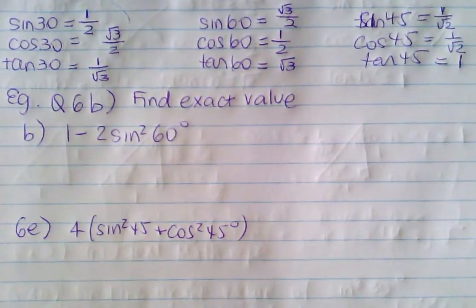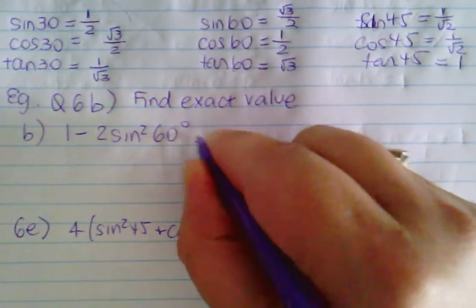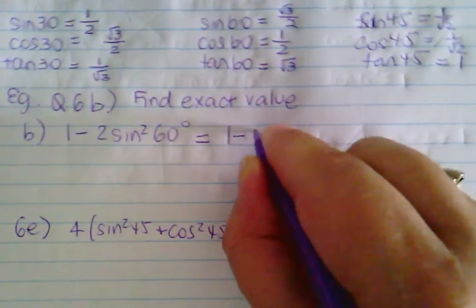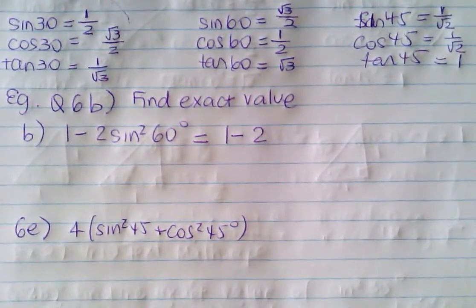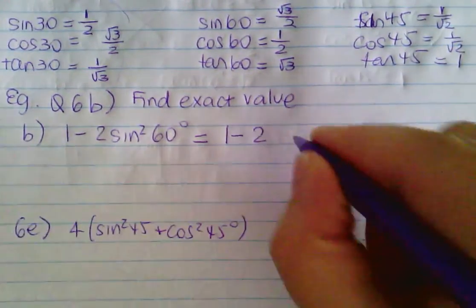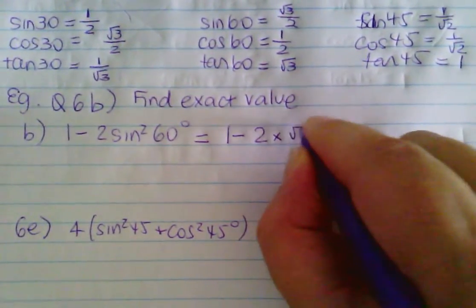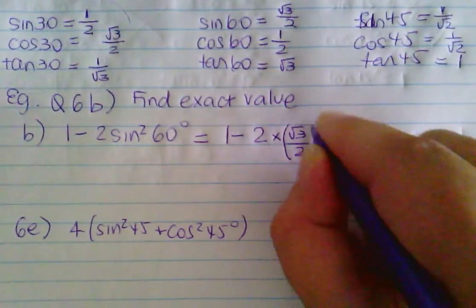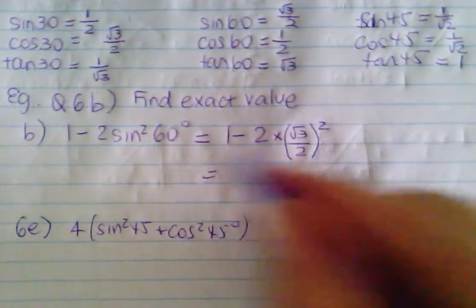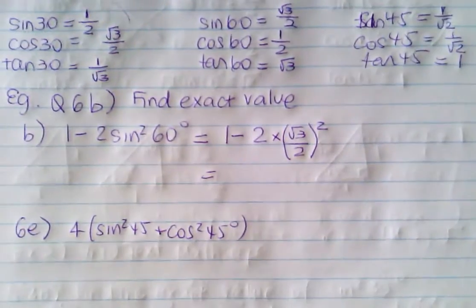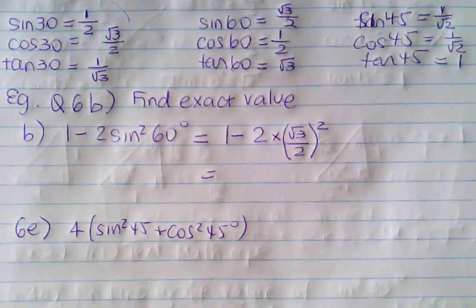Question 6b, find the exact value of. Now, this is 1 minus 2 sine squared 60. Sine squared 60 means sine 60 times sine 60. Now, what's sine 60? It's root 3 on 2, and I square that. Okay, so what do you remember about a square root and a squared? They're opposites. They're inverse operations.